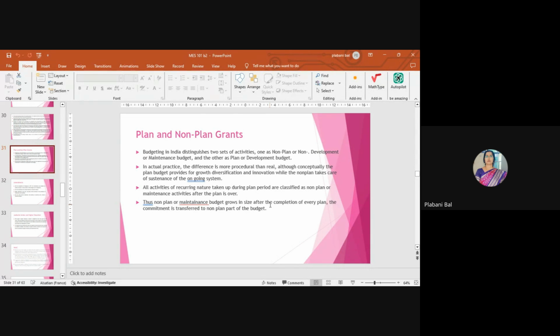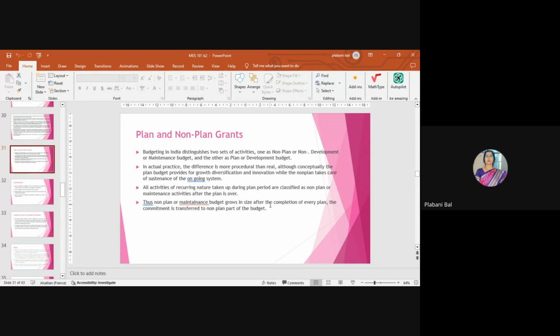Suppose you are constructing a building; that comes under the plan grant. When the building construction is complete and you continue to maintain it, you will get the grants under the non-plan head. So the non-plan head is otherwise also called the maintenance budget, and the plan head is also called the developmental budget. So this is all about the plan and non-plan grants. In state or central provisions also you can find both plan and non-plan grants. Under both headings, every organization is supplying budget.